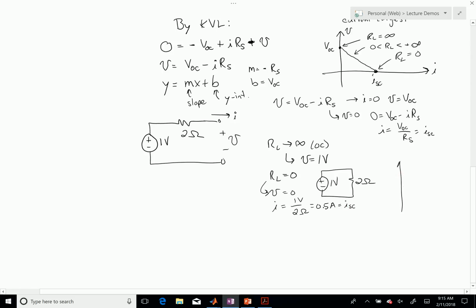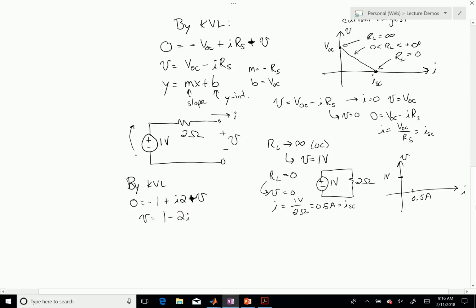So if I start to draw that IV characteristic, here's I, here's V. I start out at 1 volt here and 0.5 amps right there. And I can derive the IV characteristic just like I did previously by KVL. By KVL, 0 equals minus 1 volt plus I times 2 plus V. Starting here and going around counterclockwise, I get that relationship by KVL. So V equals 1 minus 2I.